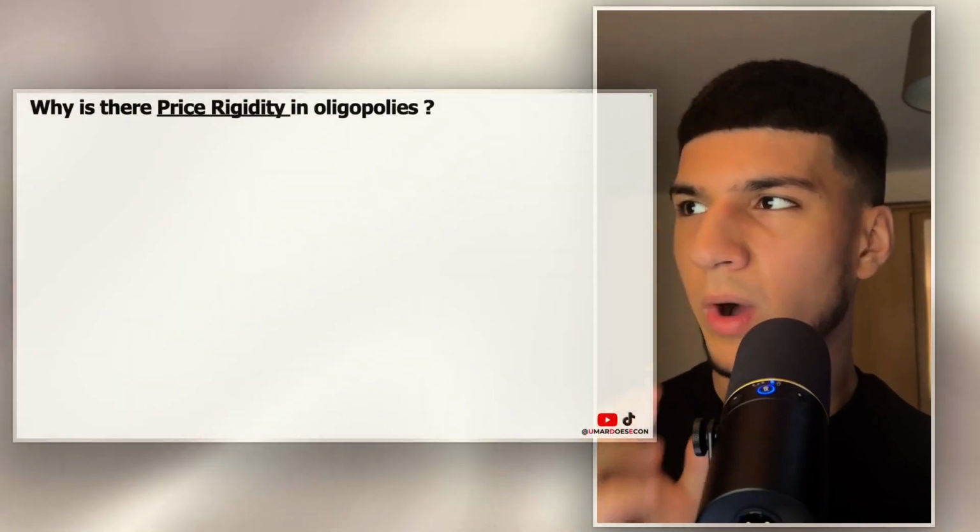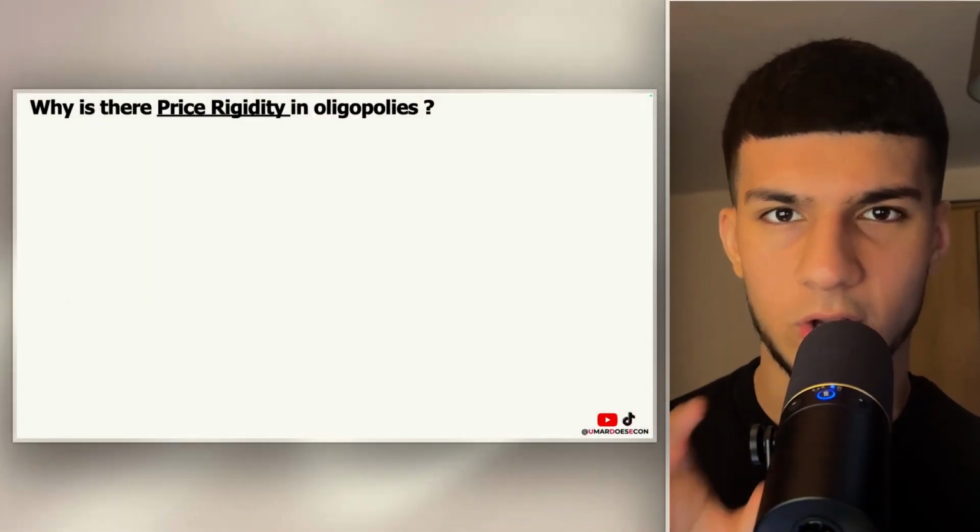Oligopolies have a few main characteristics, and one of them is price rigidity, or you may have heard of it as price stickiness. This price stickiness is shown perfectly on the kinked demand curve. But before we get into the diagram, let's investigate some of the theory behind it. So, why is there price rigidity in oligopolies?